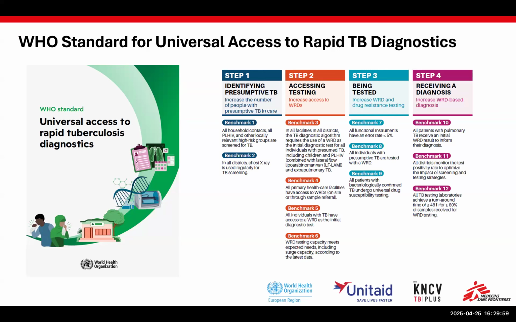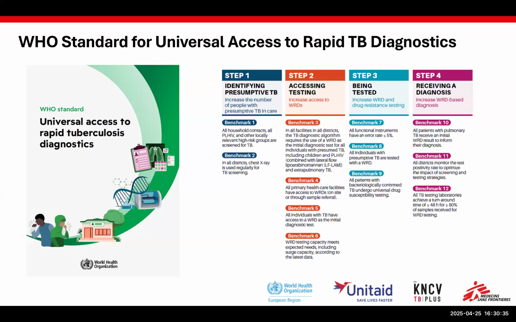These 4 steps include an overall total of 12 benchmarks, and member states began reporting this benchmark data last year for the first year. Step 1 includes 2 benchmarks. The first, or benchmark 1, shown on the left, is all household contacts, all PLHIV, and all other locally relevant high-risk groups are screened for TB. Benchmark 2 includes all districts. Chest X-ray is used regularly for TB screening, and that is to support the identification of presumptive TB.